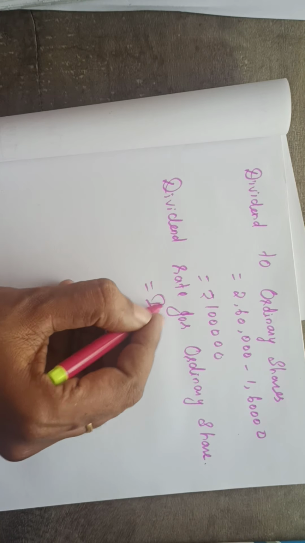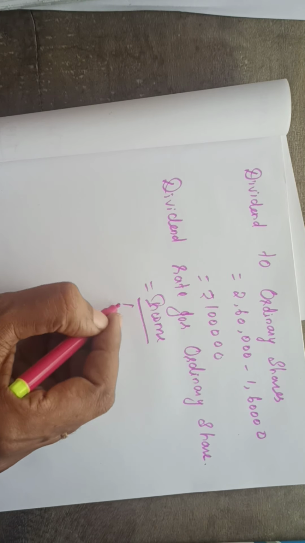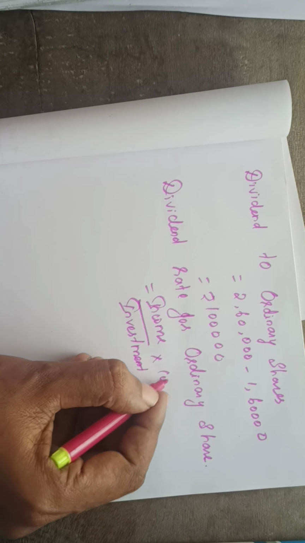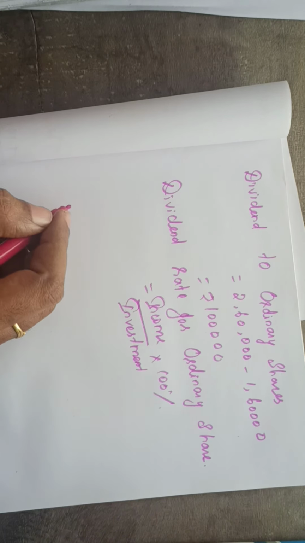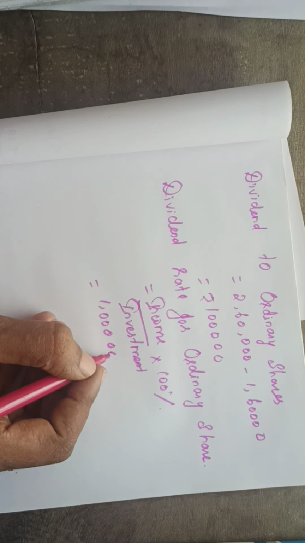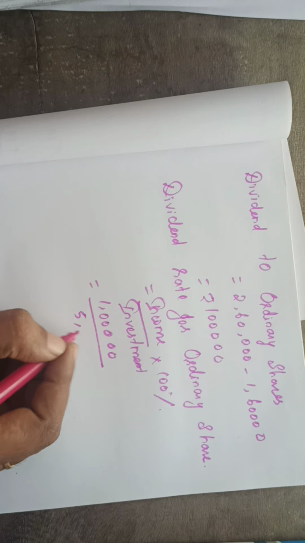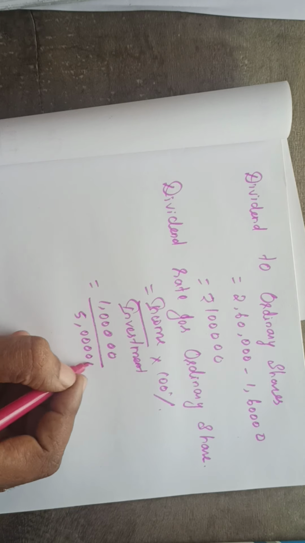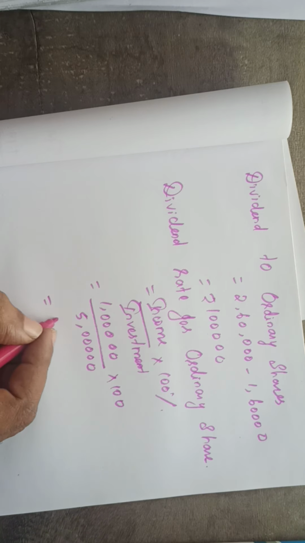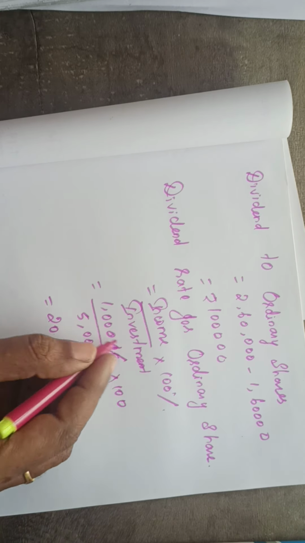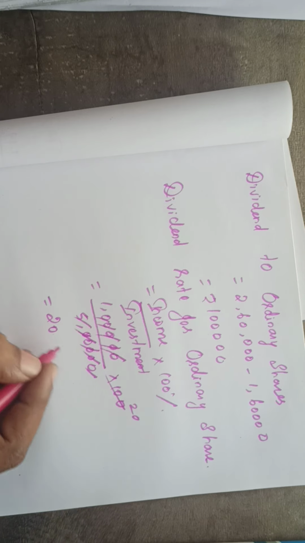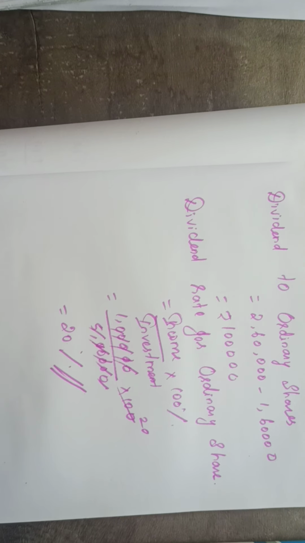Share. How much will you get? Income divided by investment into 100% gives the dividend percentage. Income is given, and the investment is also given, so into 100, if we divide, you will get 20%. This is the answer. Understand, students?